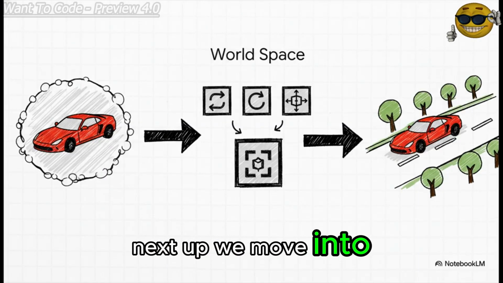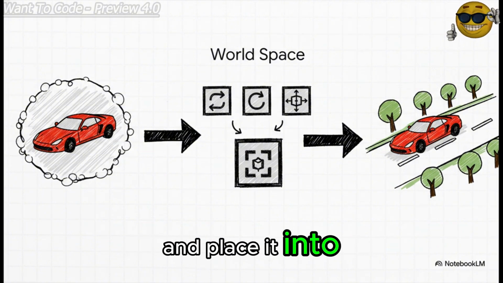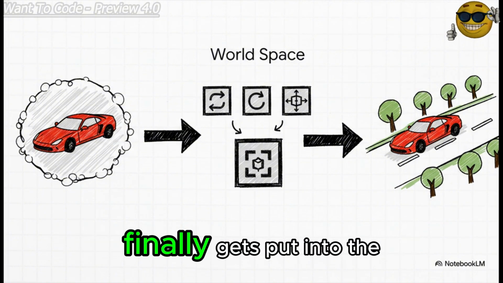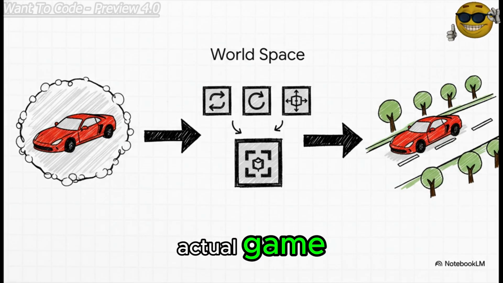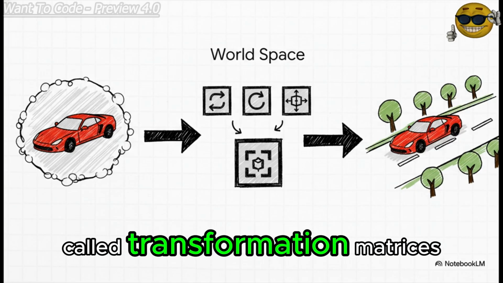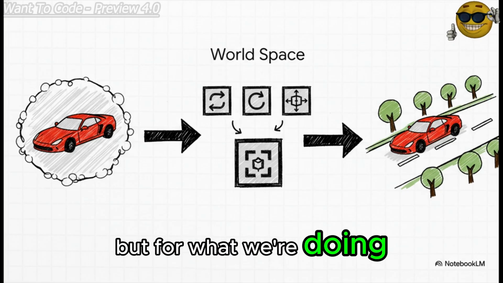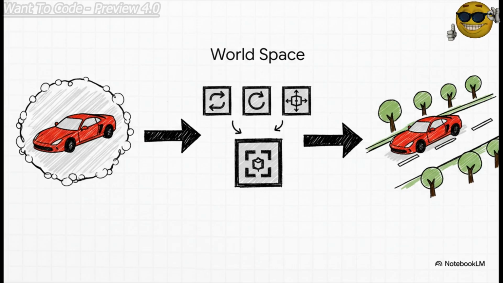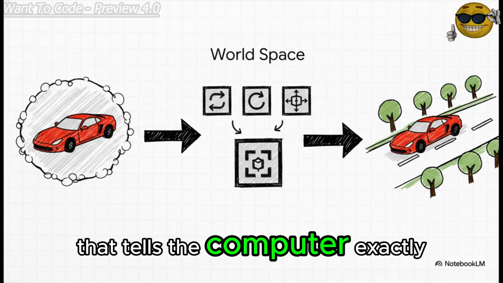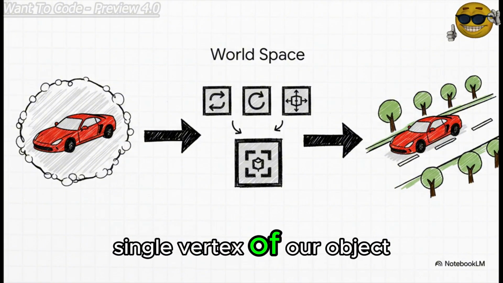Next up, we move into world space. This is where we take our action figure out of its box and place it into the dollhouse. It's where the model finally gets put into the actual game. To do this, the game engine uses these mathematical tools called transformation matrices. Now, I know the word matrix sounds complicated, but for what we're doing, just think of it as a set of instructions. It's just a tidy little grid of numbers that tells the computer exactly how to move, how to rotate, and how to resize every single vertex of our object.